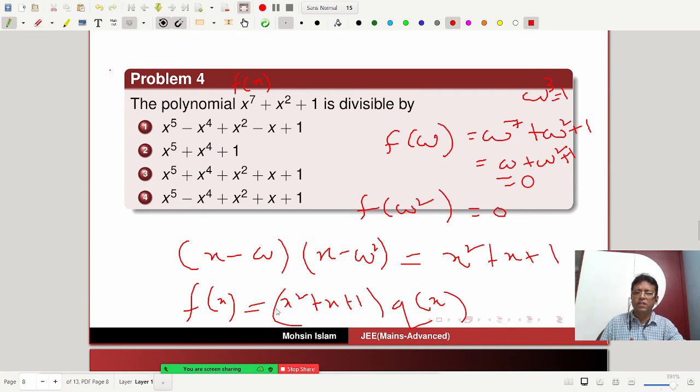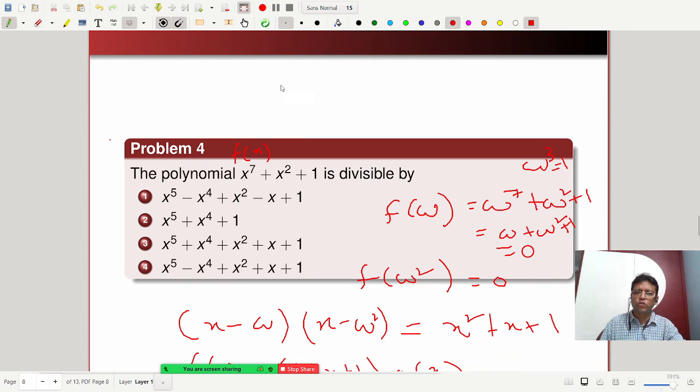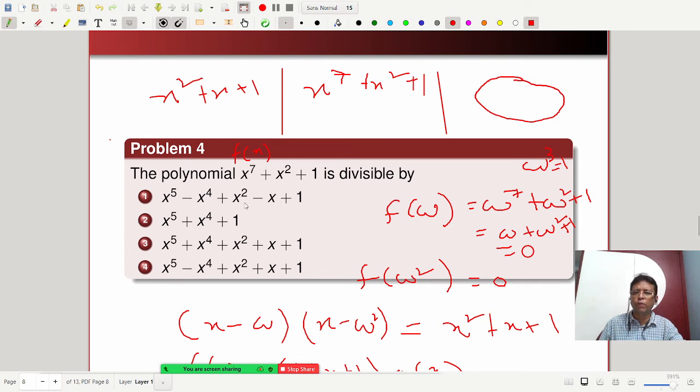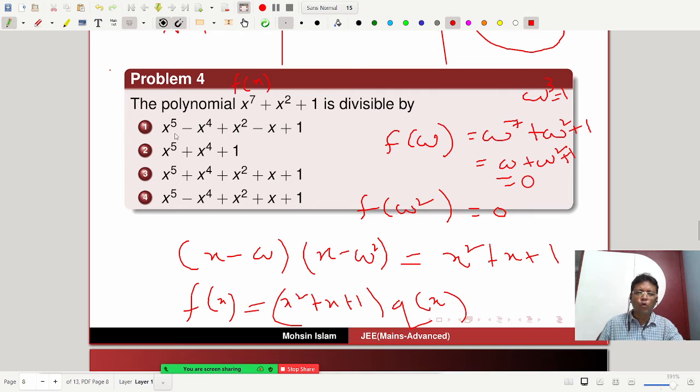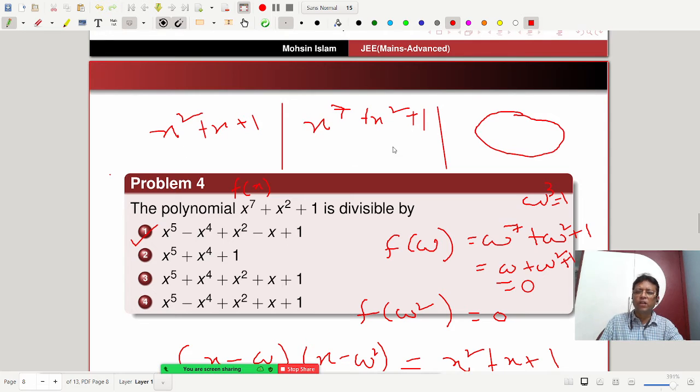Now if you divide x to the power 7 plus x squared plus 1 by this polynomial whose roots are omega and omega square, you will get the other part, the quotient. Your quotient will be the required result, and I am giving you the result, which will be the first option. This is a hint, you can check your calculation. I'm not showing you how to do the division.